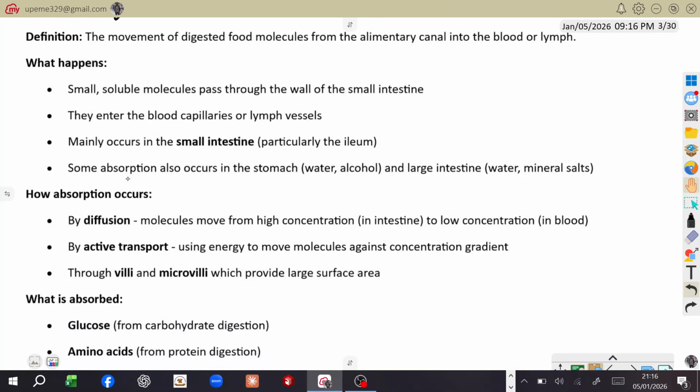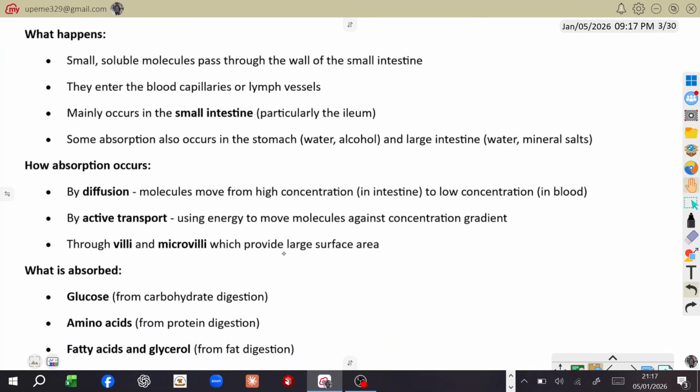Some absorption also occurs in the stomach. What happens in the stomach? Water and alcohol are absorbed, and in the large intestine, water and mineral salts. So in case a question asks you to state what is absorbed in the stomach and large intestine: in the stomach, water gets absorbed, and alcohol. Then in the large intestine, it's water and mineral salts. All right. So how does absorption occur?